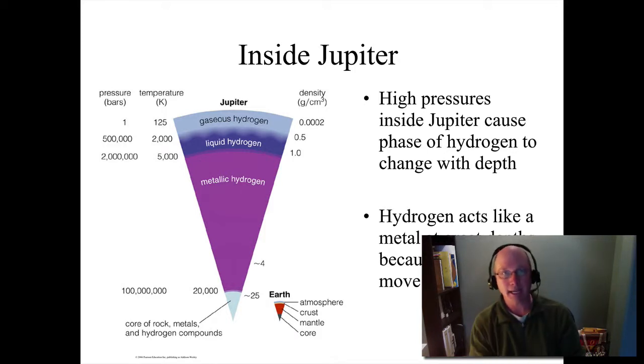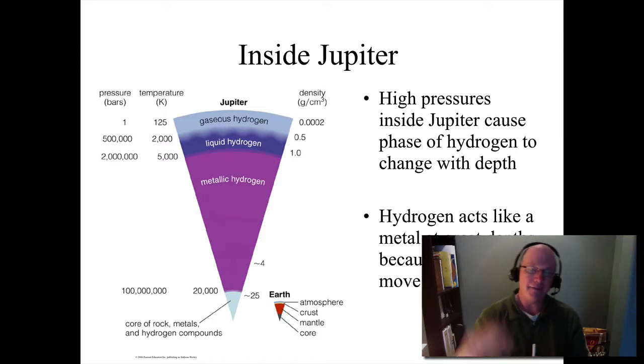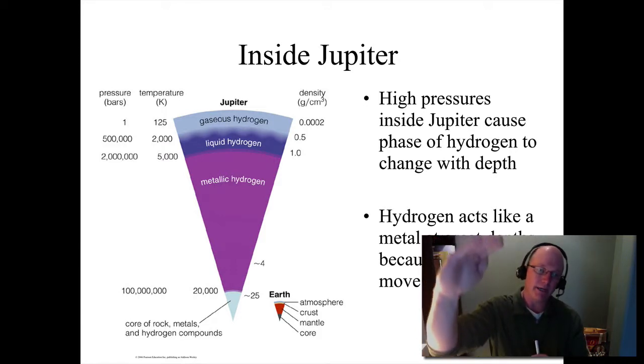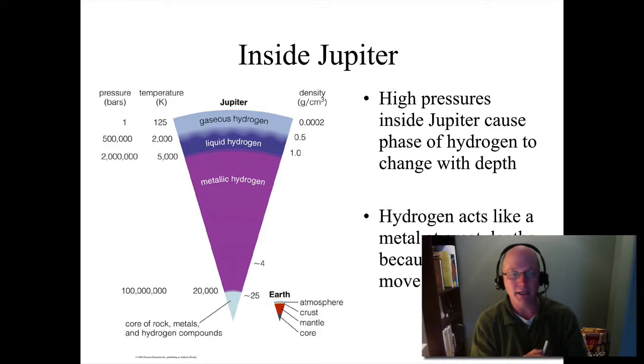And we call it metallic just because the high pressure and temperature have ripped the electrons off of the hydrogen, and so it conducts electricity very well. That's the only reason we call it metallic. And then that persists for quite a ways, all the way down to this core at the center. And the core is about the same size as the Earth, but it's 10 to 20 times the mass. And you can see what happens to the pressures.